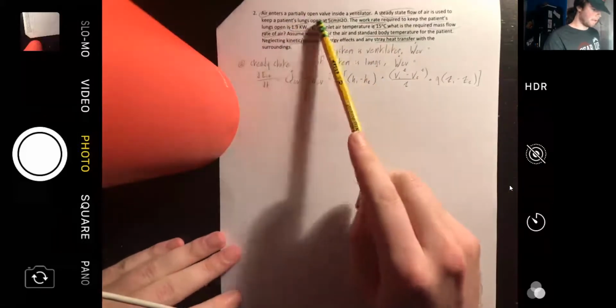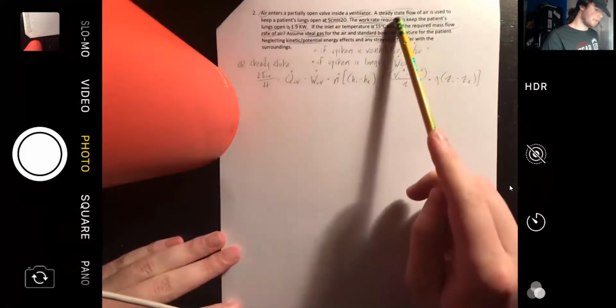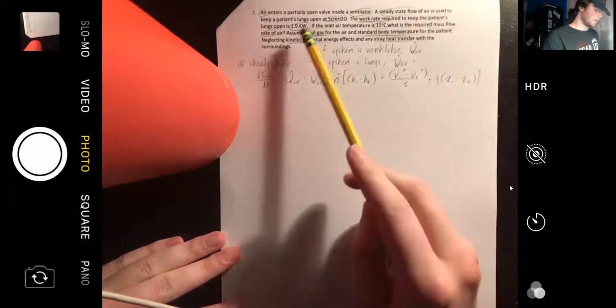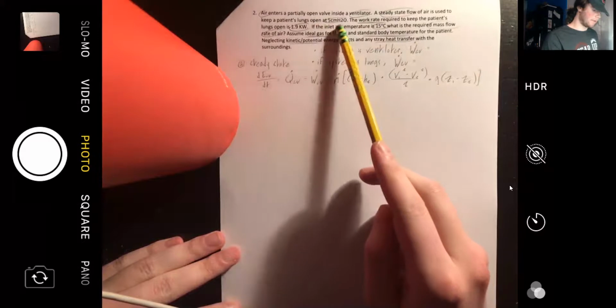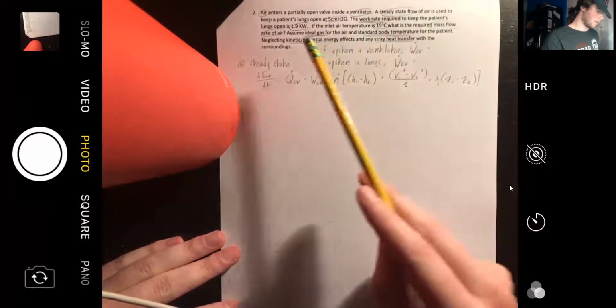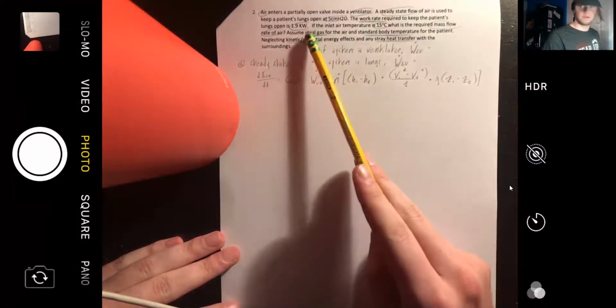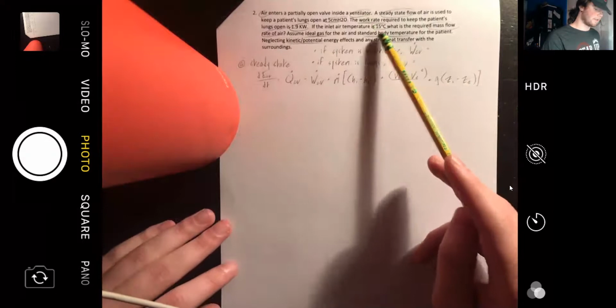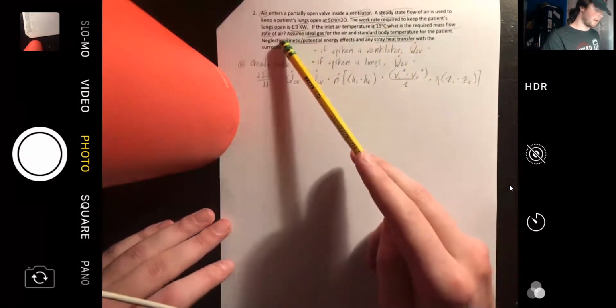Okay, number 2. Air enters a partially open valve inside a ventilator. A steady state flow of air is used to keep a patient's lung open at 5 centimeters H2O pressure. The work rate required to keep the patient's lungs open is 1.9 kilowatts, or kilojoules per second. If the inlet air temperature is 15 degrees Celsius, what is the required mass flow rate of air?